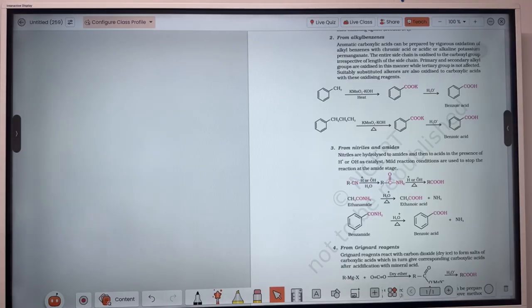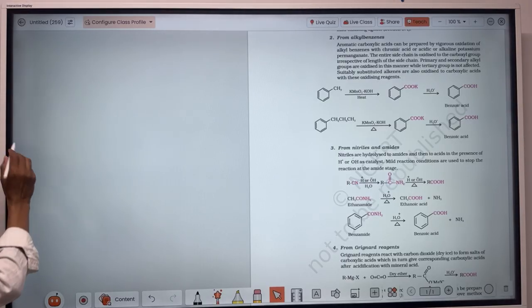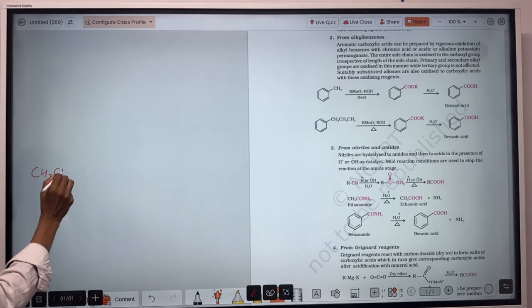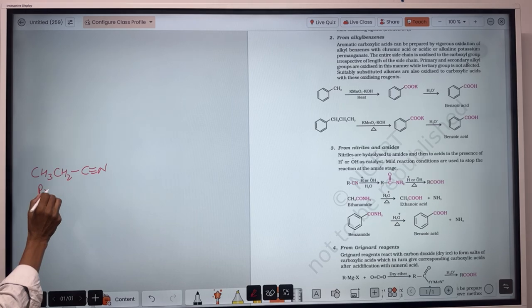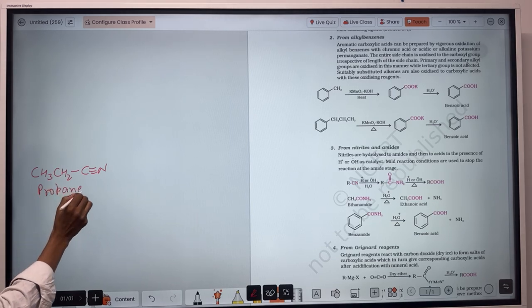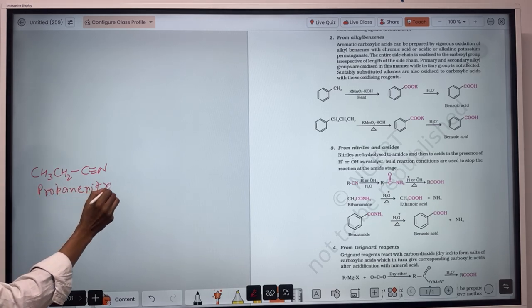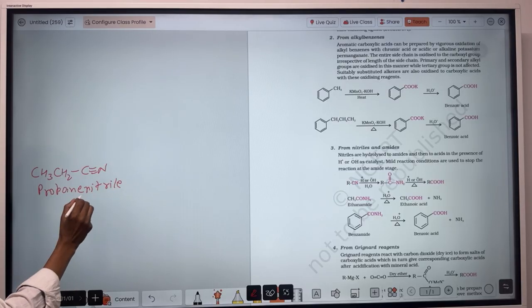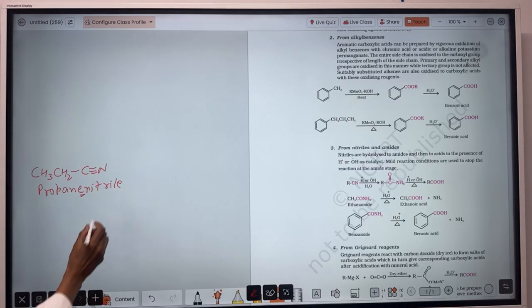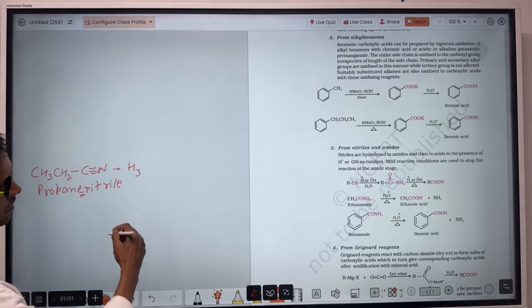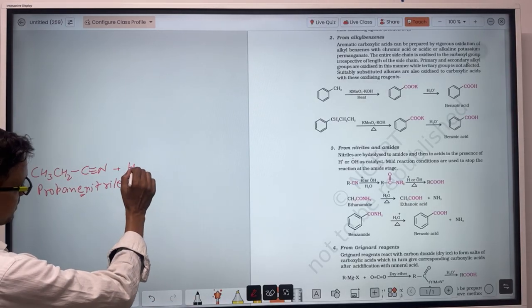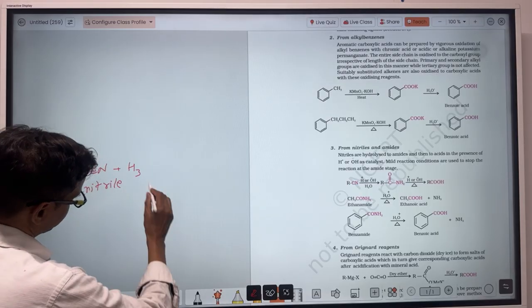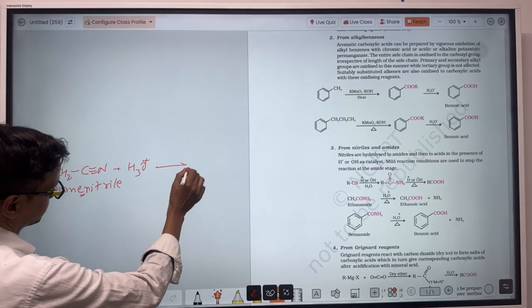Take this compound, suppose I have taken this compound. It is propane nitrile. Keep in mind, the ethyl group has been retained. When you add water, acidic water or whatever it may be, the acid is acting as a catalyst only. So H3O plus, actually water is acting here. So whatever you want to take.